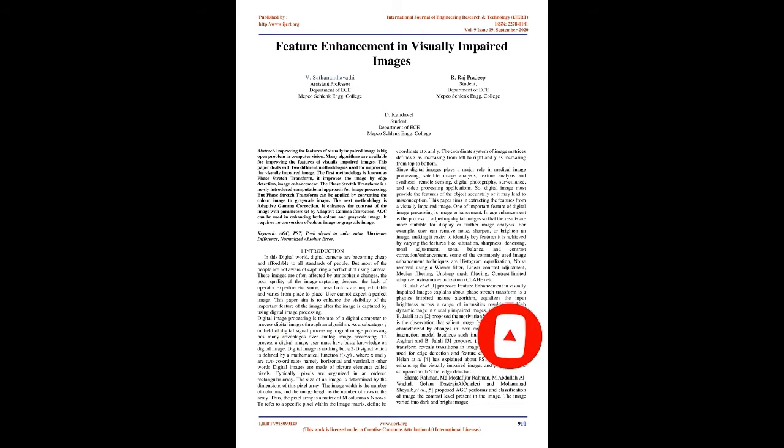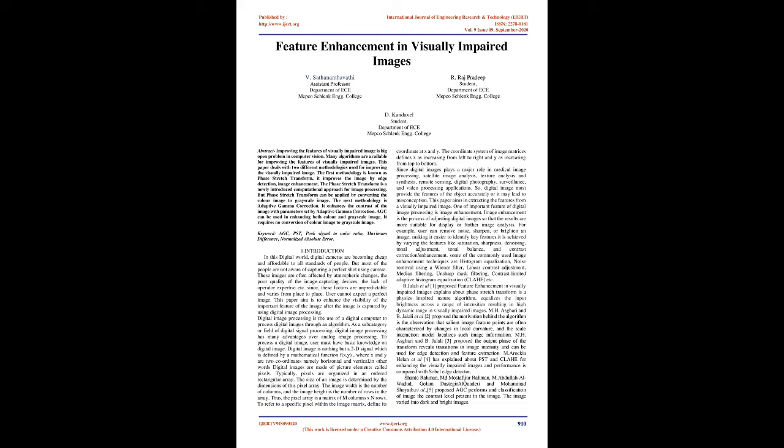The next methodology is adaptive gamma correction. It enhances the contrast of the image with parameters set by adaptive gamma correction. AGC can be used in enhancing both color and grayscale images. It requires no conversion of a color image to a grayscale image. Keywords: AGC, PST, peak signal to noise ratio, maximum difference, normalized absolute error.